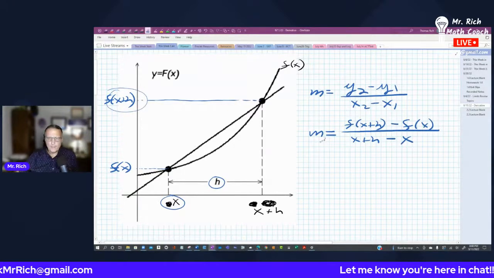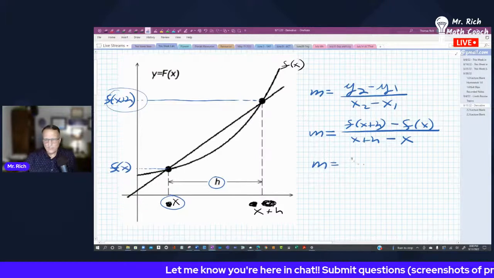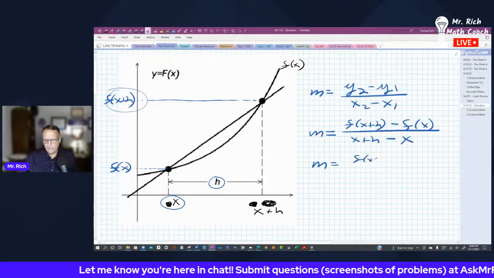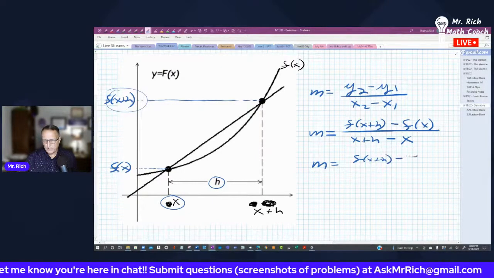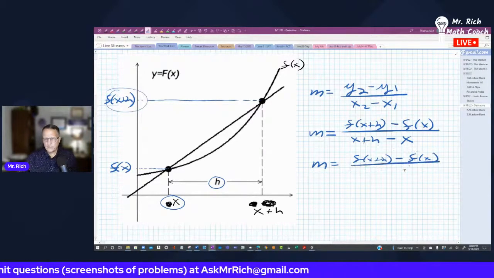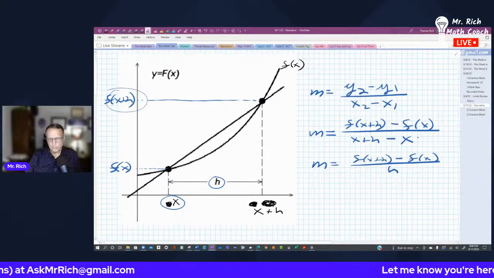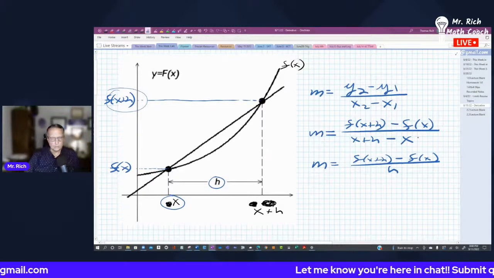Now I can simplify this. The slope of that secant line is going to be f of x plus h minus f of x, that's the difference between my two y values, over just h, because x and negative x will knock each other out. So there I go. That is the slope of that line.